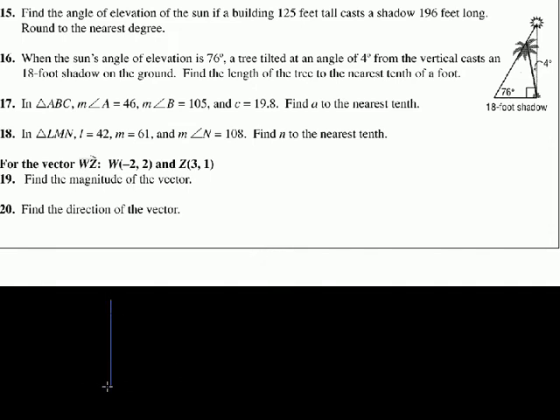So here's your building right here, and your shadow is cast along the ground. Be something like that. Let's see, 125-foot building, 196-foot shadow, probably around something like that. Doesn't have to be exactly to scale. So that's close enough. And it makes a right angle. We make an assumption that the building is perpendicular to the ground.